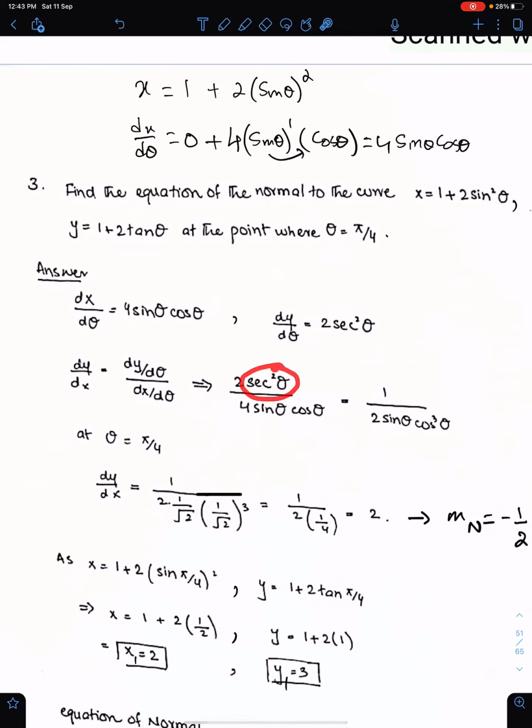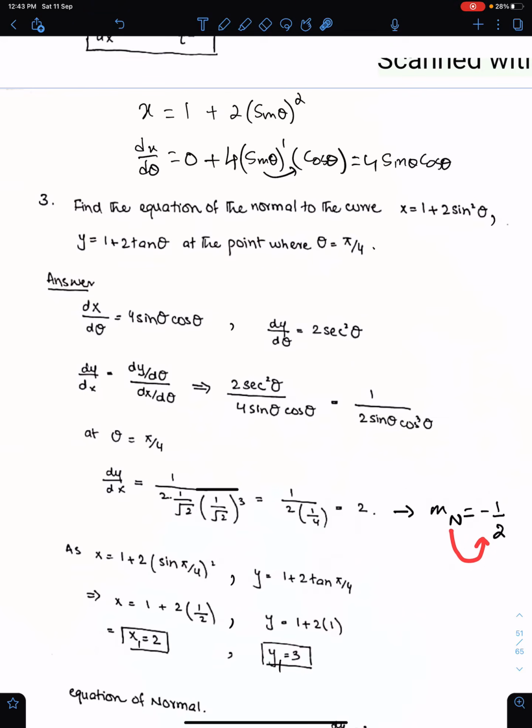You can write sec square theta as 1 upon cos square theta. So this will become 1 upon 2 sine theta cos cube theta. Now you just need to put pi by 4 here and here. Make sure you write cos theta cube when you will substitute pi by 4 here, like this. So the answer of gradient is 2. So the answer of the gradient of normal will be minus 1 upon 2, the inverse reciprocal of this.